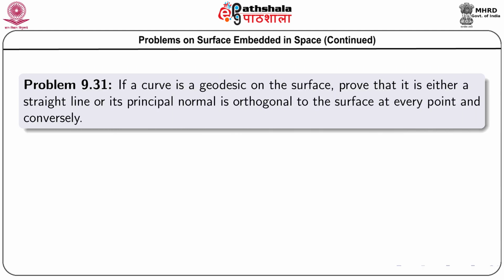Now, next problem, we shall see that if a curve is a geodesic on the surface, then it is either a straight line or its principal normal is orthogonal to the surface at every point, and conversely. So, this is a very important problem: if a curve is a geodesic on the surface, then either it will be a straight line or its principal normal will be orthogonal to the surface at every point. Now let us prove this one, a very easy proof.